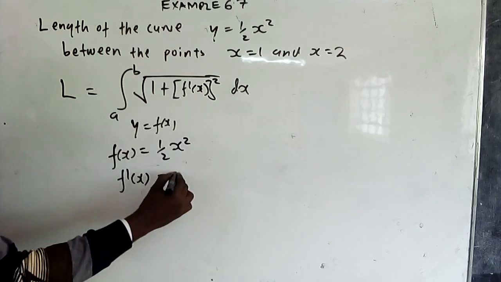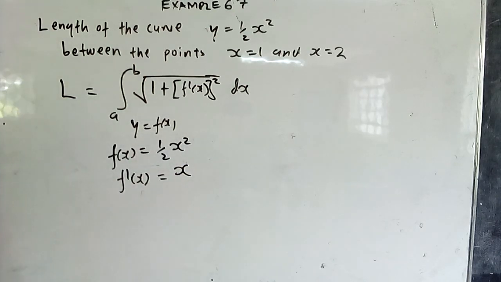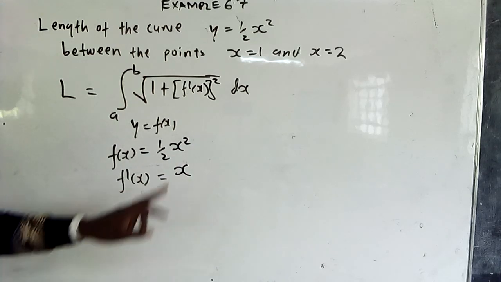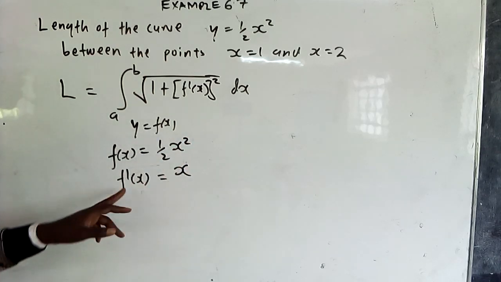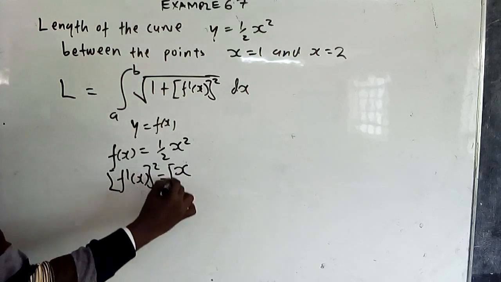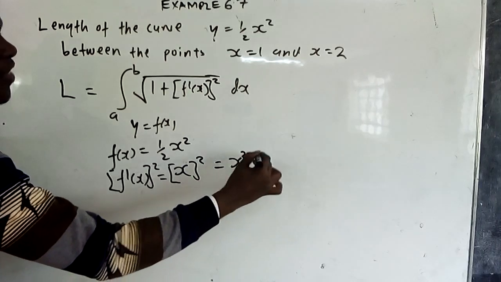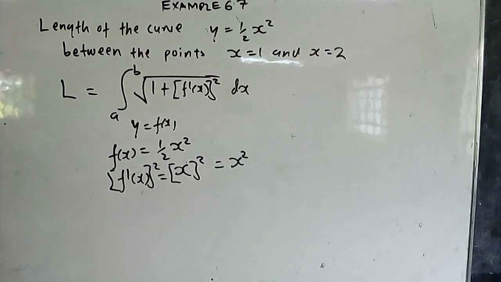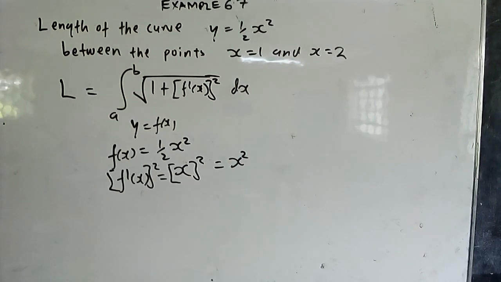2 times a half is 1, you remain with x. You reduce the power by 1: power times coefficient, then reduce the power by 1, so we differentiated that. We don't need the derivative, we need it squared. We square both sides, so we end up with x squared.